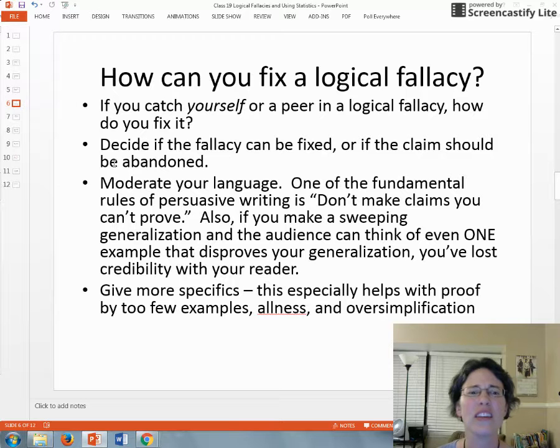The next thing that you can do is give more specifics. This helps with proof by too few examples, allness, and oversimplification. The more specific your research is, the more targeted your research is, the more trustworthy your reader will find you to be, as long as the research you are presenting is relevant to the claim you're making.